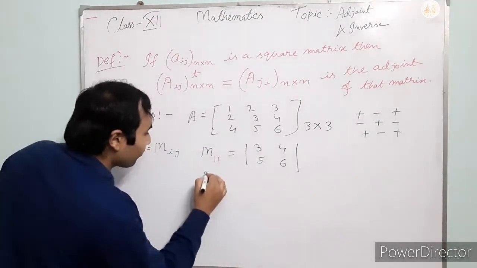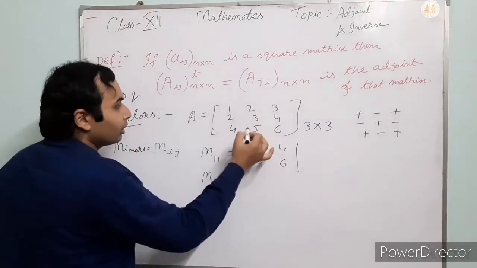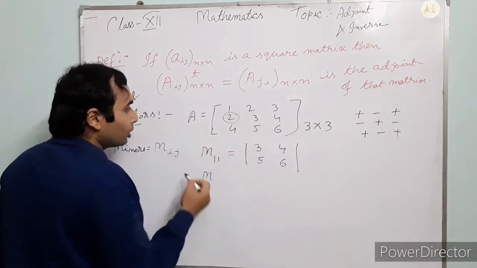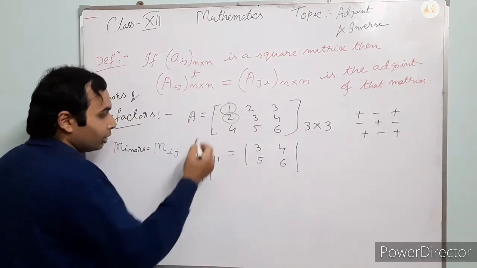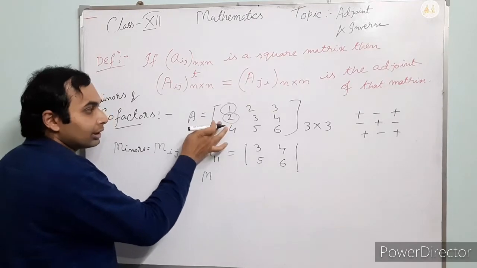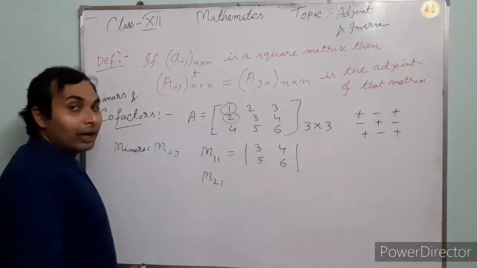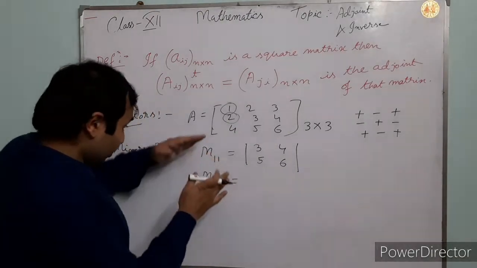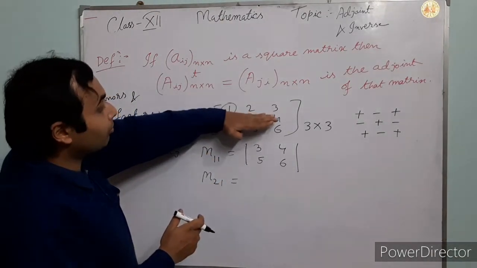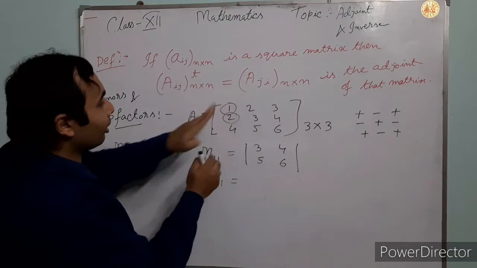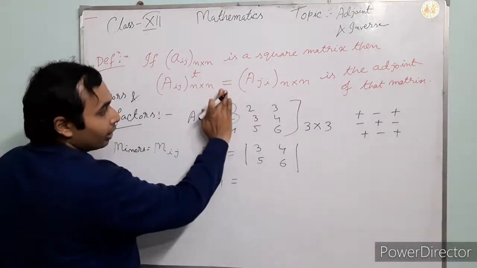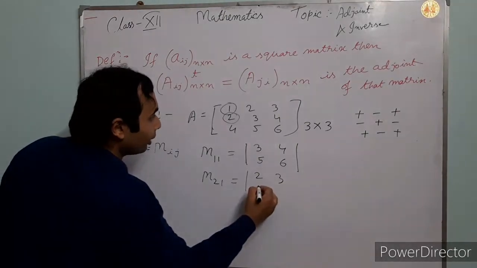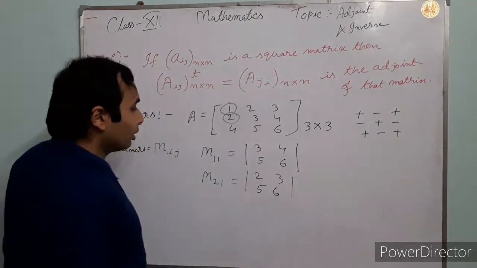Now suppose I am taking this one, one I have taken, these two I am taking. So it is the second row and the first column. Second row means you have to cover up the second row and the first column. So it is 2, 3 and 5, 6.